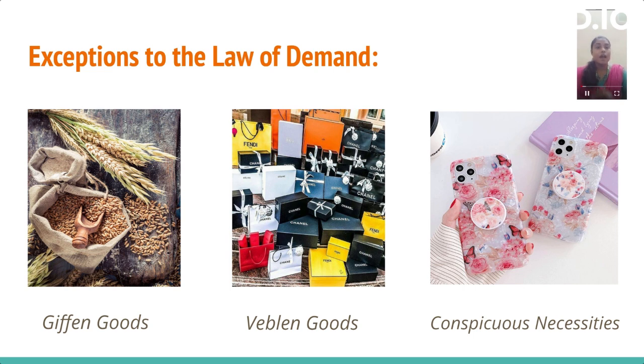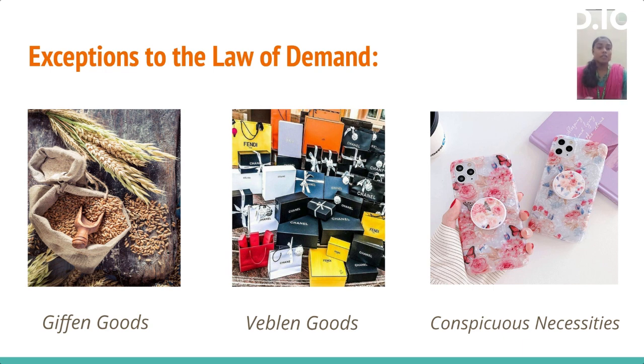So, if you ask me, are there any exceptions to the law of demand? Yes, there are some goods that are exceptions to the law of demand. The first is Giffen goods. Giffen goods are some non-luxurious commodities. For example, rice. If the price increases, the demand increases. If the price decreases, the demand decreases. Second is Veblen goods. Veblen goods are kind of luxurious products. So here the price is directly proportional to the demand. These commodities satisfy the desires of the upper middle class people.